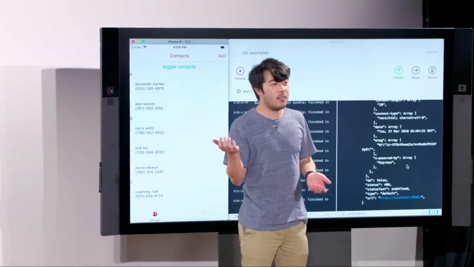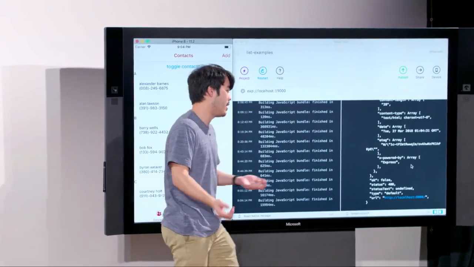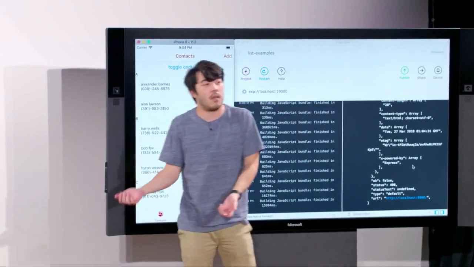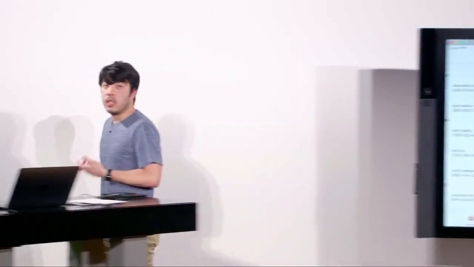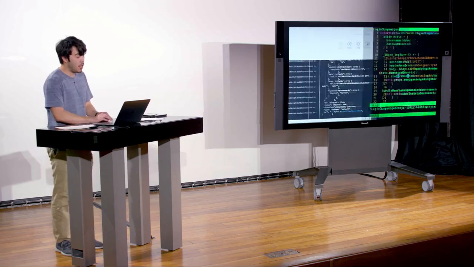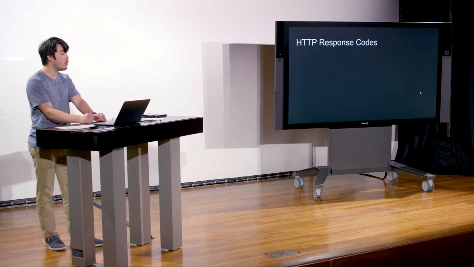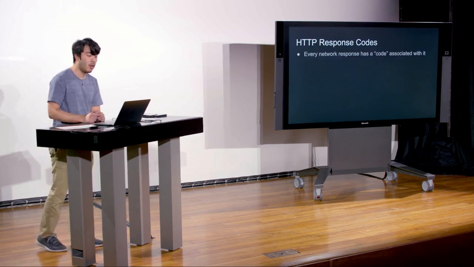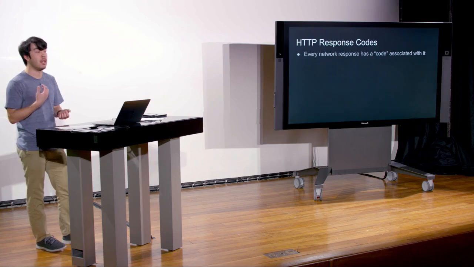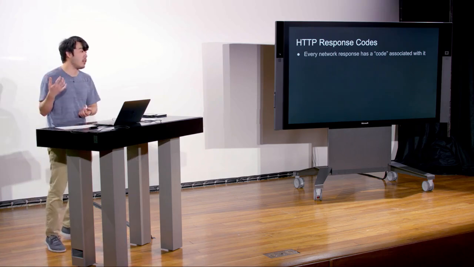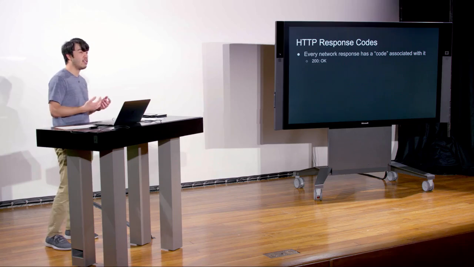Did it work? It's kind of hard to tell. All we're getting back is this thing, a number. And what the heck does that number mean? Well, it turns out that's not an arbitrary number. That number is actually part of a standard. It's an HTTP response code. So every single network response actually has a code associated with it. And these codes, they mean something. It tells you exactly whether or not this request was successful. And so if everything went great, we get a 200. So 200 just means, OK, it worked. Good job.